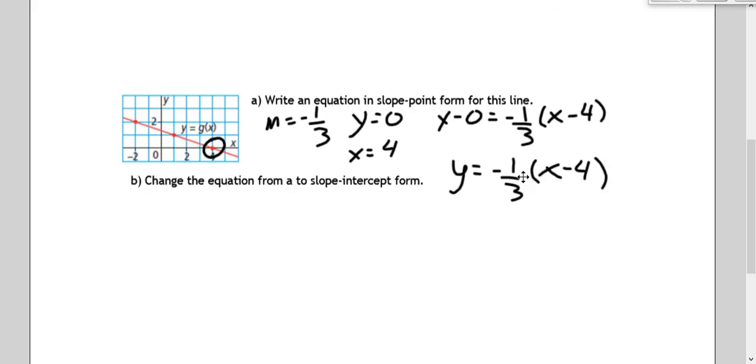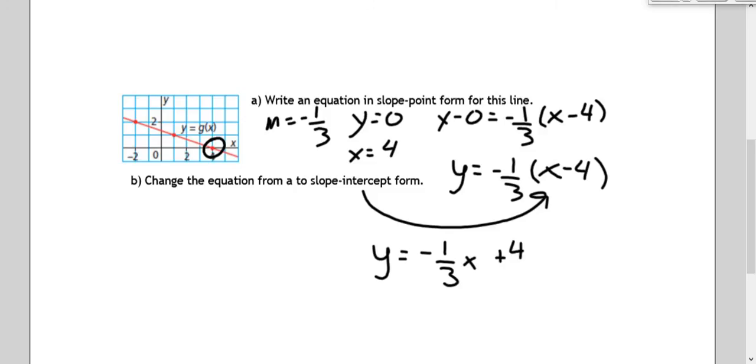So this is technically still slope-point form, but it's also really close to slope-intercept form. So if I want to change this, I just distribute that in. And we can see that the intercept is about 4/3. So that makes perfect sense.